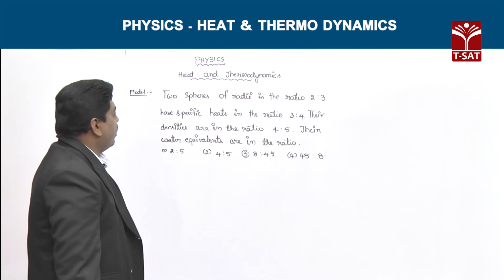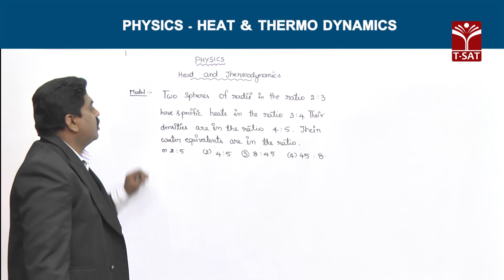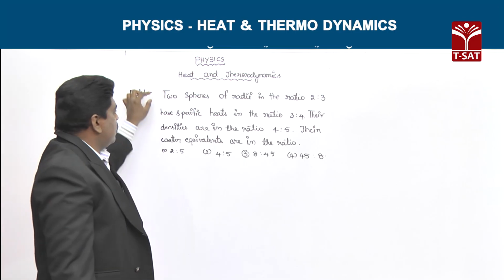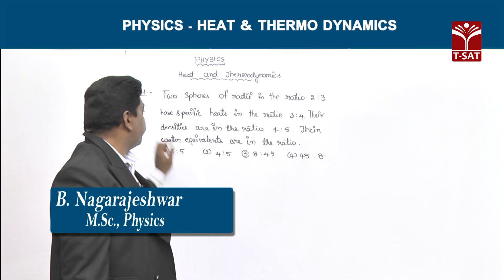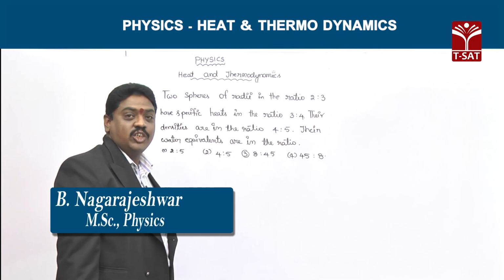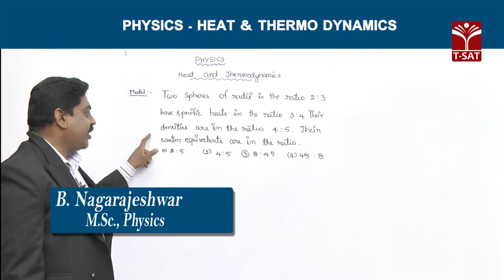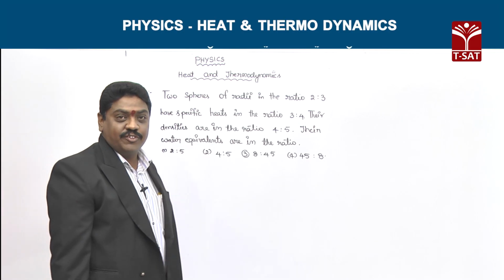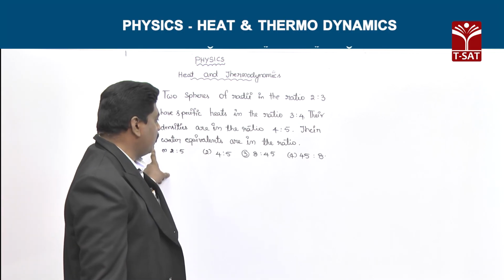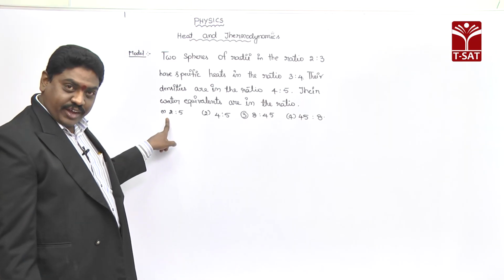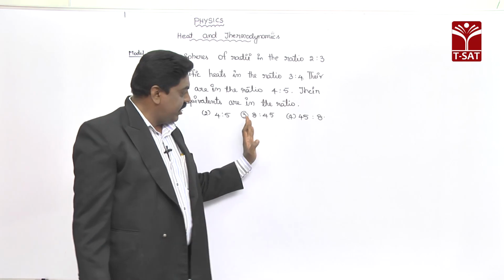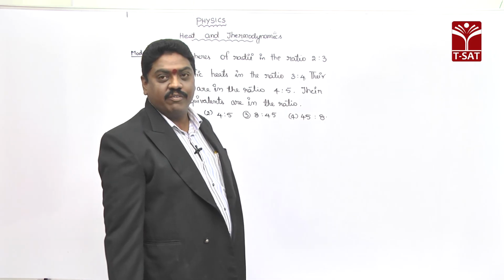Now let us try to take another model here. We are given that two spheres of radii in the ratio 2:3 have specific heats in the ratio 3:4. Their densities are in the ratio 4:5. Their water equivalents are in the ratio. The options given are 2:5, 4:5, 8:45, 45:8.